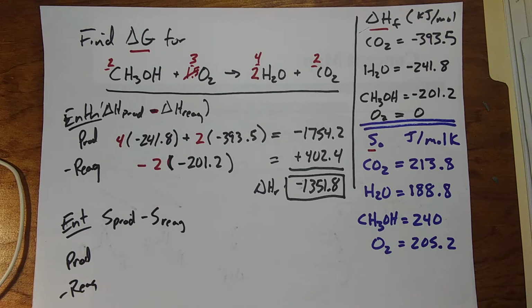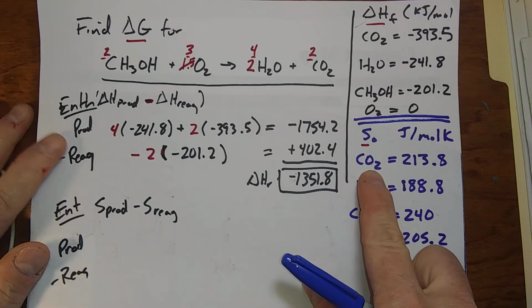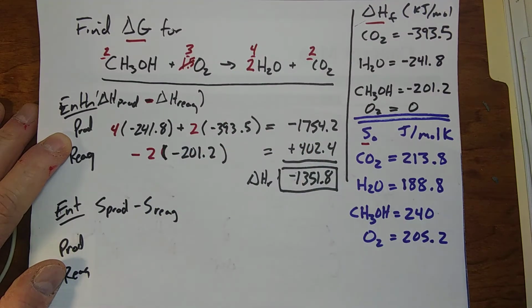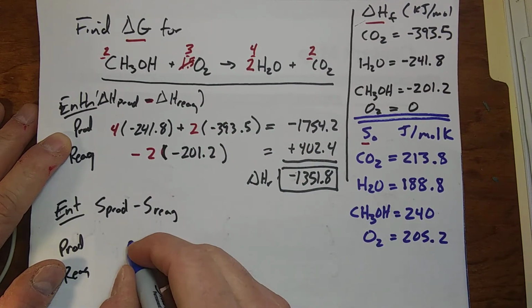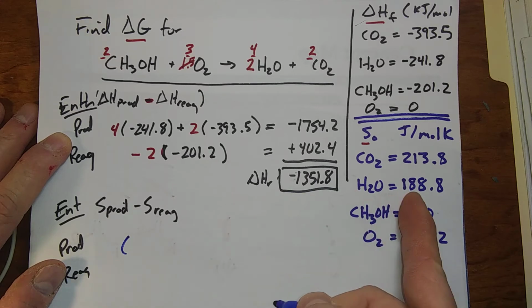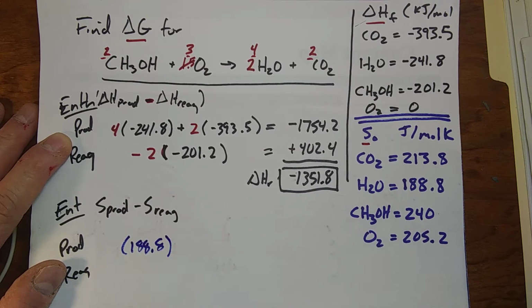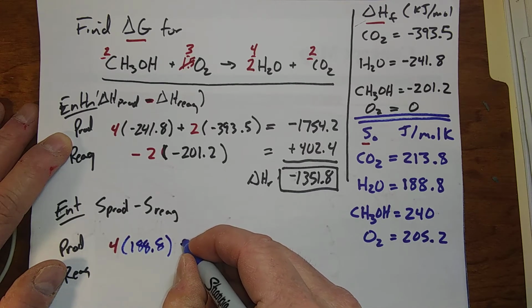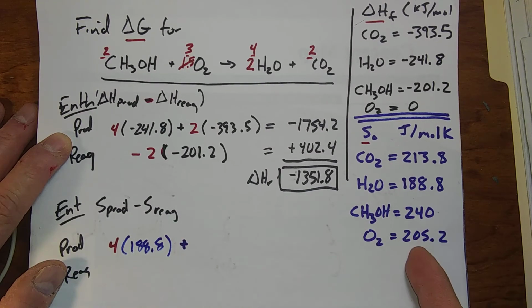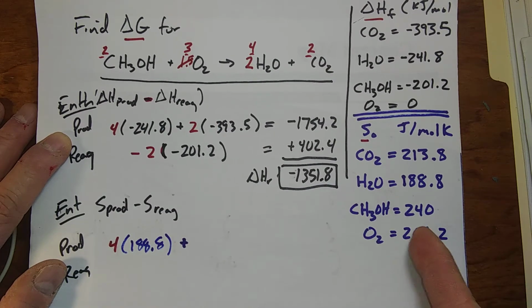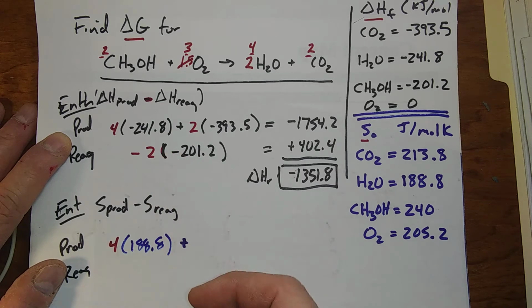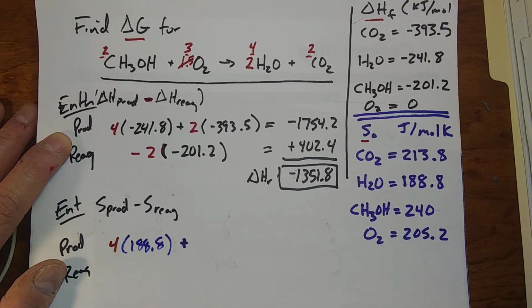Hope you're getting out ahead of me. You're seeing these. I'm going to switch over to blue for the numbers. So we have CO2, I'll use water first, 4 times the amount of our entropy for water is 188.8, and I need to times that by 4. We have plus. Now these are always going to be positive. Entropy values for compounds, elements are always positive. So that makes the calculations a little bit easier maybe. Plus the 2.